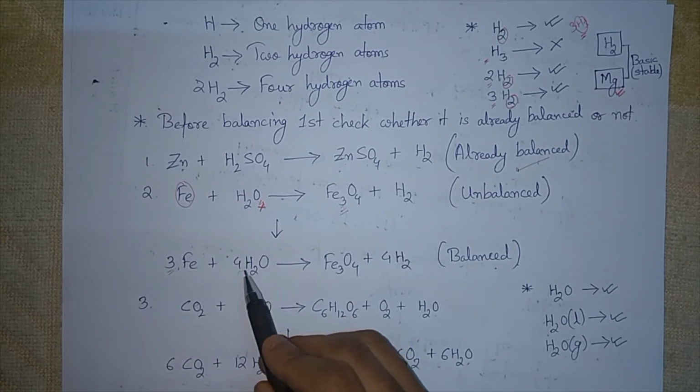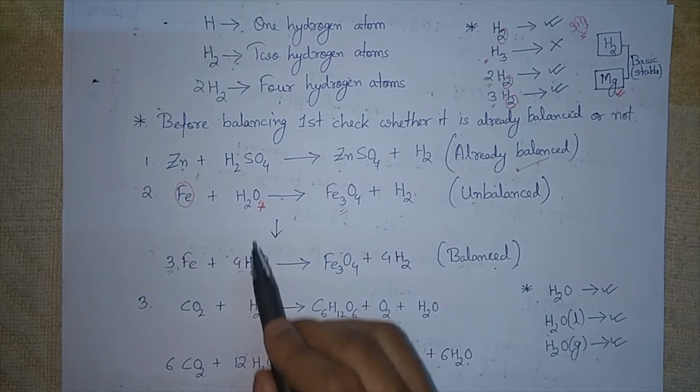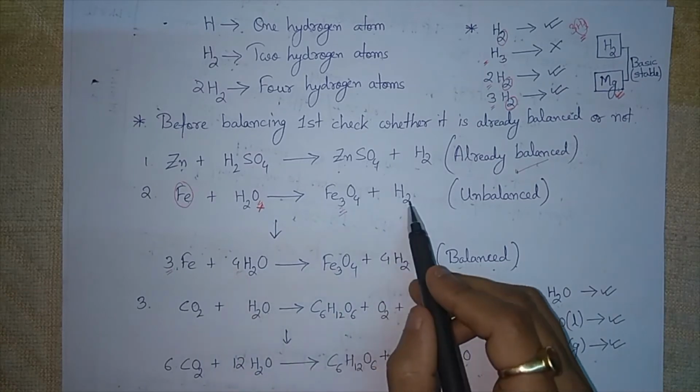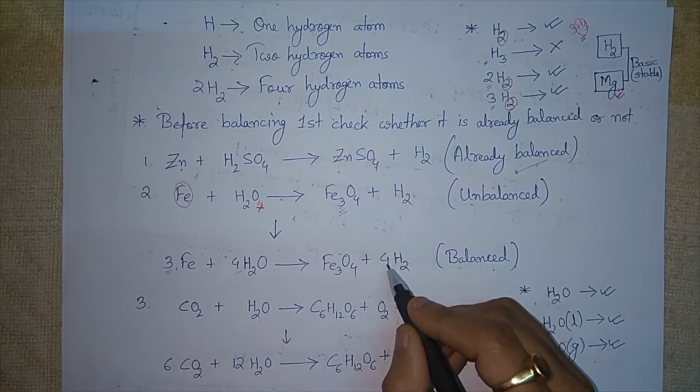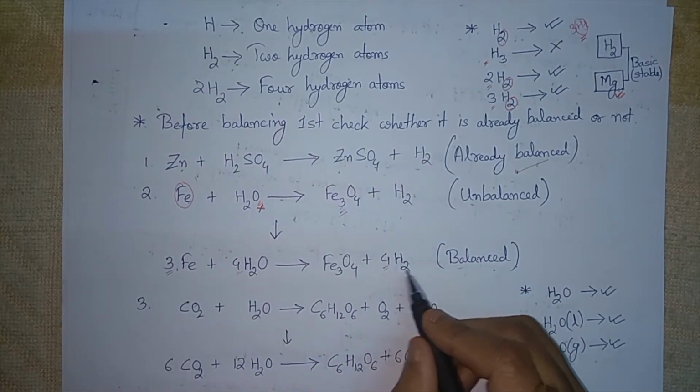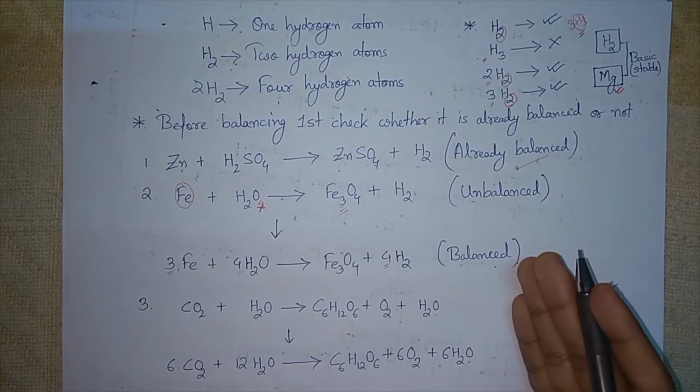By putting 4, oxygen is balanced. But hydrogen has become 4 times 2, which is 8, and it was 2. So I must put 4 here also, so that it becomes 8. In this way it is a balanced chemical equation.